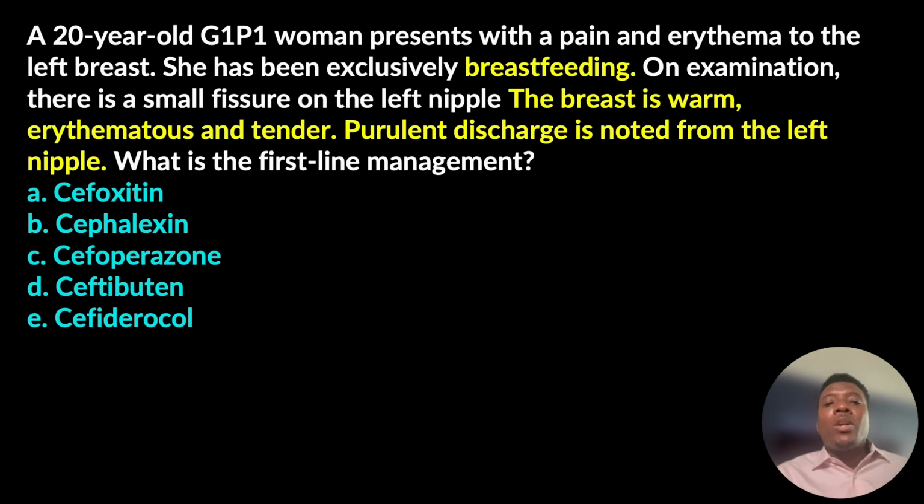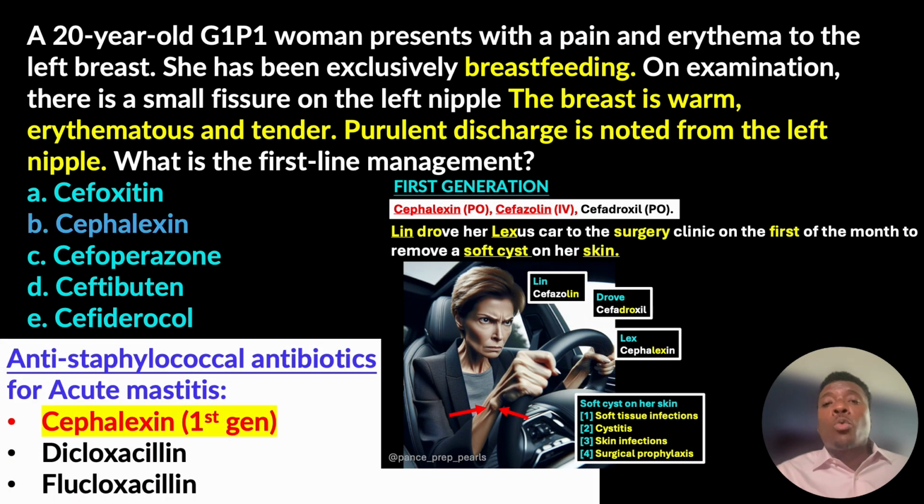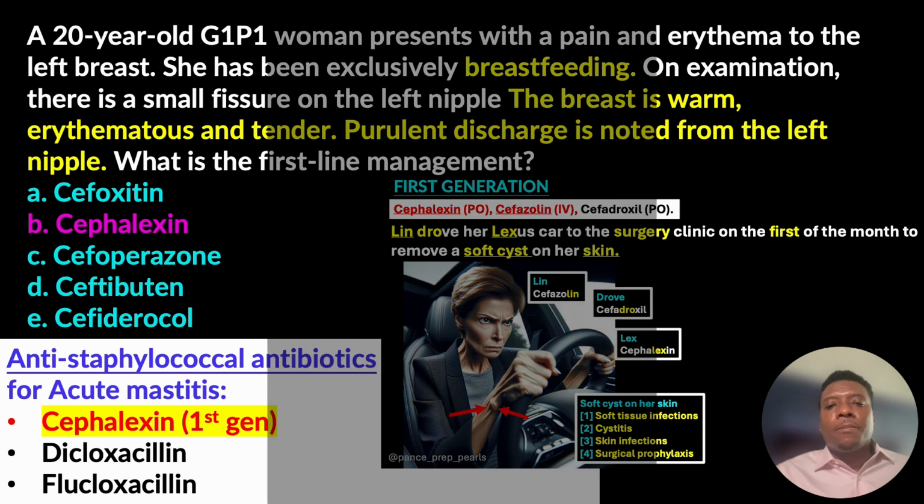In this case, you have a 20-year-old female. She's breastfeeding. She has a warm, hot breast. That sounds like mastitis. So you worry about a skin and soft tissue infection. Remember that first generations are great for skin and soft tissue infections. So in this case here, cephalexin would be the best treatment of choice for this patient.